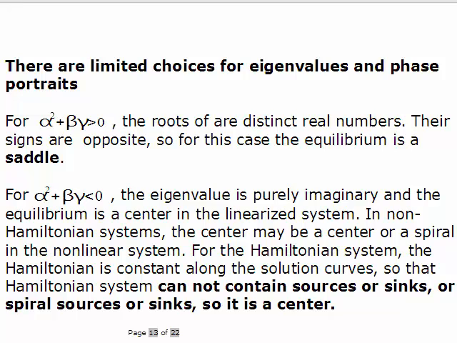Now, you don't get all the eigenvalues and all the phase portraits that you did in other cases, in the general case for these systems. We have the case where alpha squared minus beta gamma is positive. That means the determinant, or the discriminant under the square root sign in the quadratic formula, is positive. In this case, the roots are distinct real numbers.